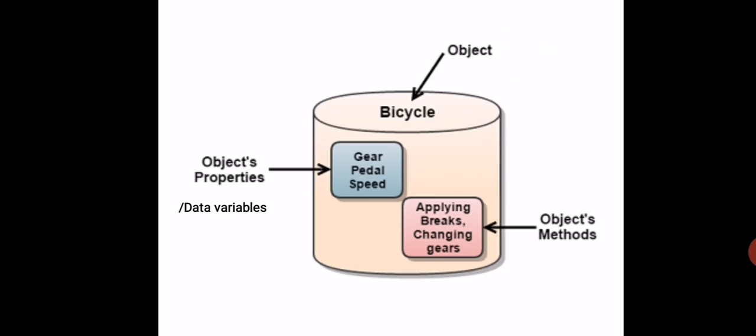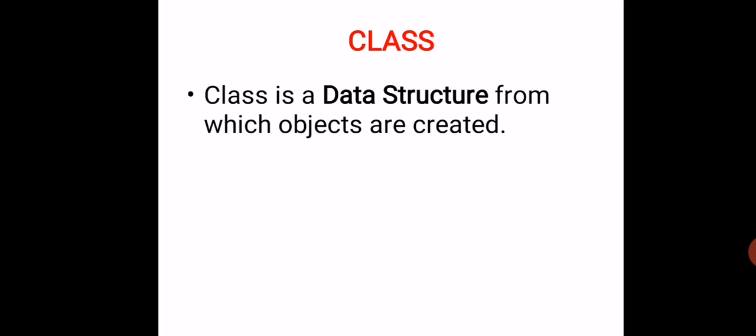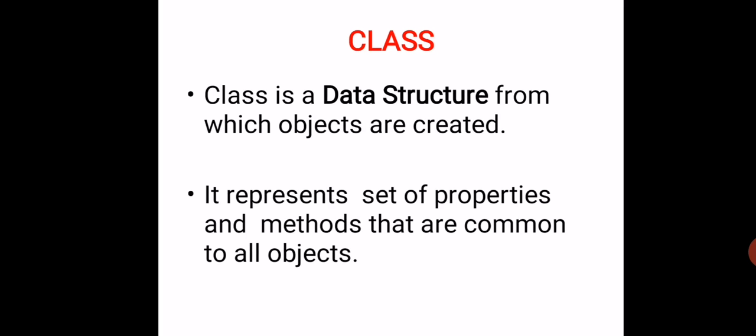To create these objects, we need a data structure called class. So what is a class? Class is a data structure from which objects are created. It is like a blueprint plan for constructing a building. It represents a set of properties and methods that are common for all objects. So a class can be thought of as a collection of data and methods.